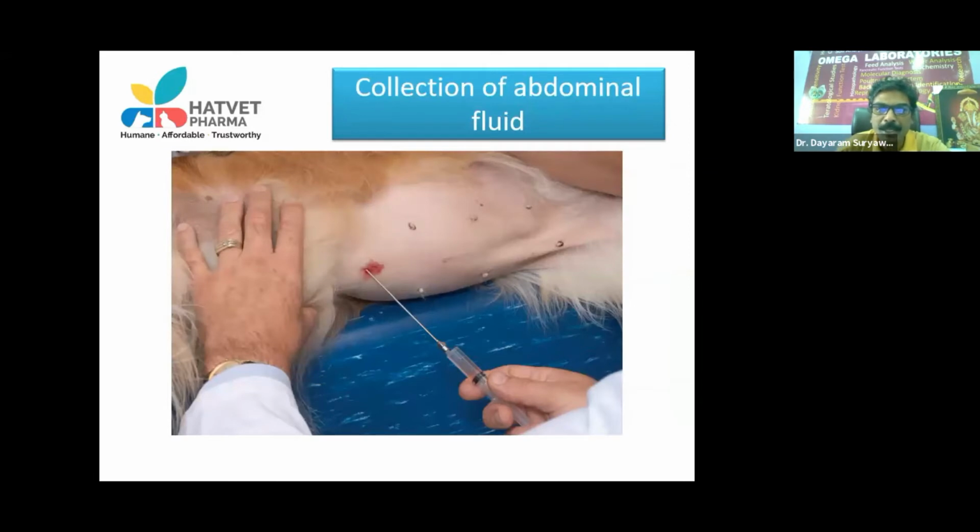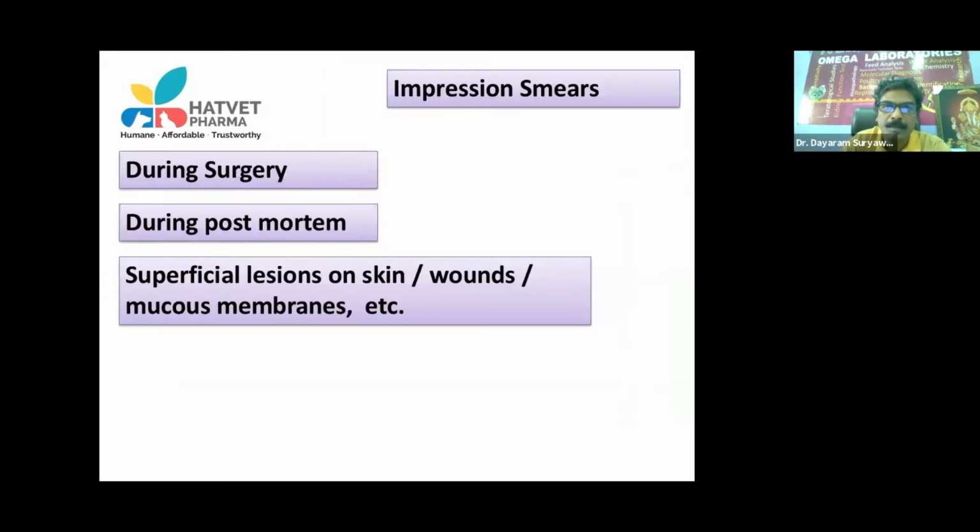Now this is one picture of ascitic fluid collection from a particular animal. Now, impression smear. Impression smears can be taken during surgery, maybe during the postmortem. Sometimes there are superficial lesions present over the skin, maybe from wounds or from the mucous membrane. So impression smears can be taken from the wounds, the skin, and the mucous membranes, and also during surgery as well as during the postmortem.